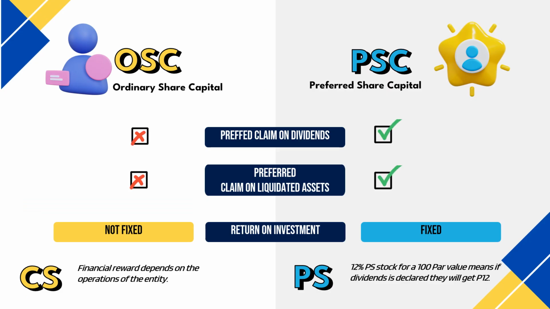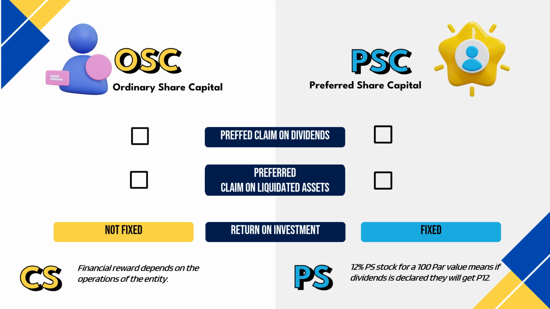Honestly, we're only going to be lightly touching upon this topic, but I want you to be aware that in capital stock, there are 2 types of owners. You have your ordinary shareholders and preferred shareholders. The idea is the same. So you will have CS and PS, but the idea is still the same. The only difference is, if you're a preferred shareholder, you will have preferred claim on the dividends, and you'll have preferred claim on liquidated assets, and you will have a fixed return on investment. That's the only difference compared to ordinary share capital.